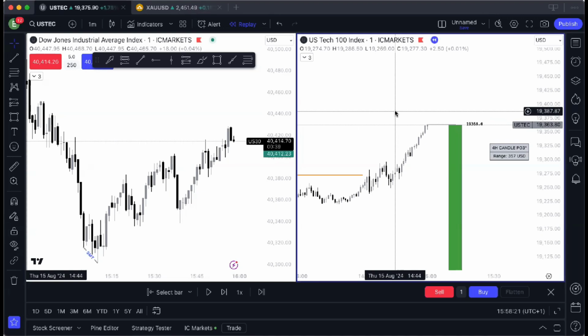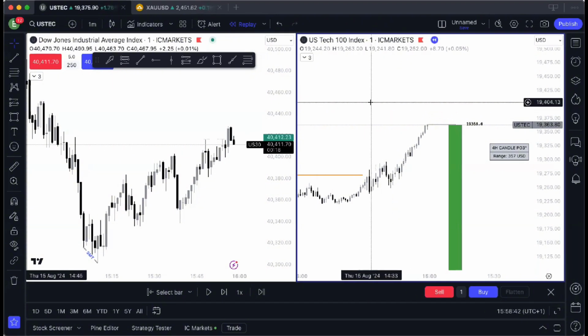The candle that I use, some people use the daily candle, I use the 4-hour PO3. Initially, when a 4-hour candle opens, it normally creates a wick in a certain side, which is the manipulation. And then you have the distribution, which is the real move of the candle.